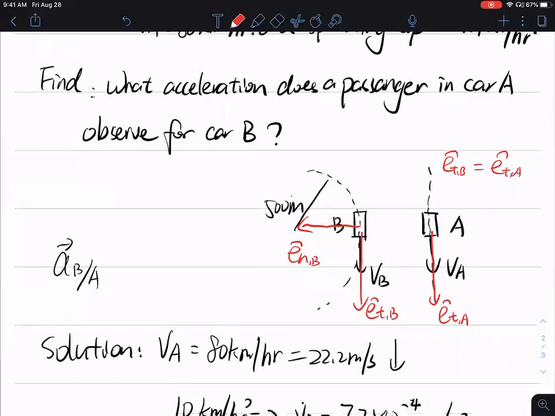What if I change the direction of car A? If at this moment the car is moving up, then what's the relationship between ETA and ETB? Equal and opposite. Yes, that's important because in the future, I don't remember which homework, we're going to have something like that. Maybe it's in this coming homework, which is due on Monday and Wednesday. Keep that in mind.